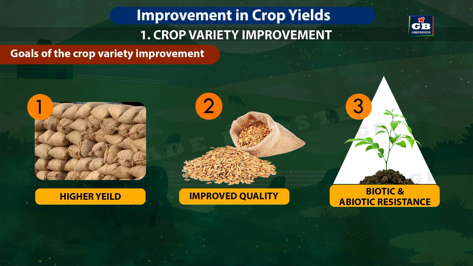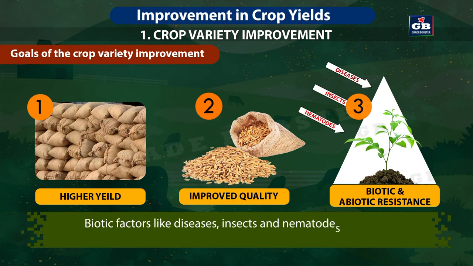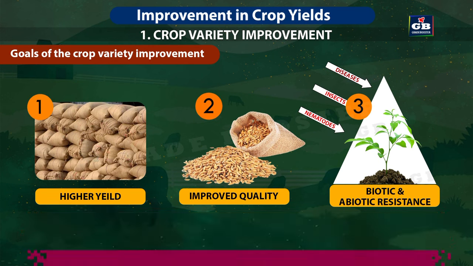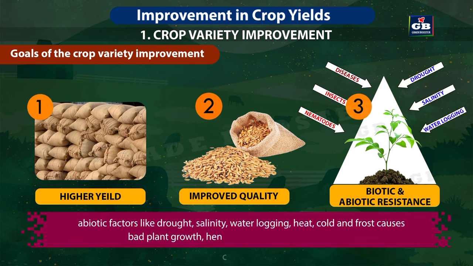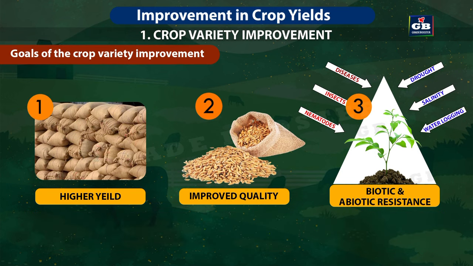3. Biotic and abiotic resistance. Biotic factors like diseases, insects, and nematodes decrease the crop production, and abiotic factors like drought, salinity, waterlogging, heat, cold and frost cause bad plant growth. Hence, the crop produce is reduced. So, developing varieties that are resistant to these problems can improve crop production.